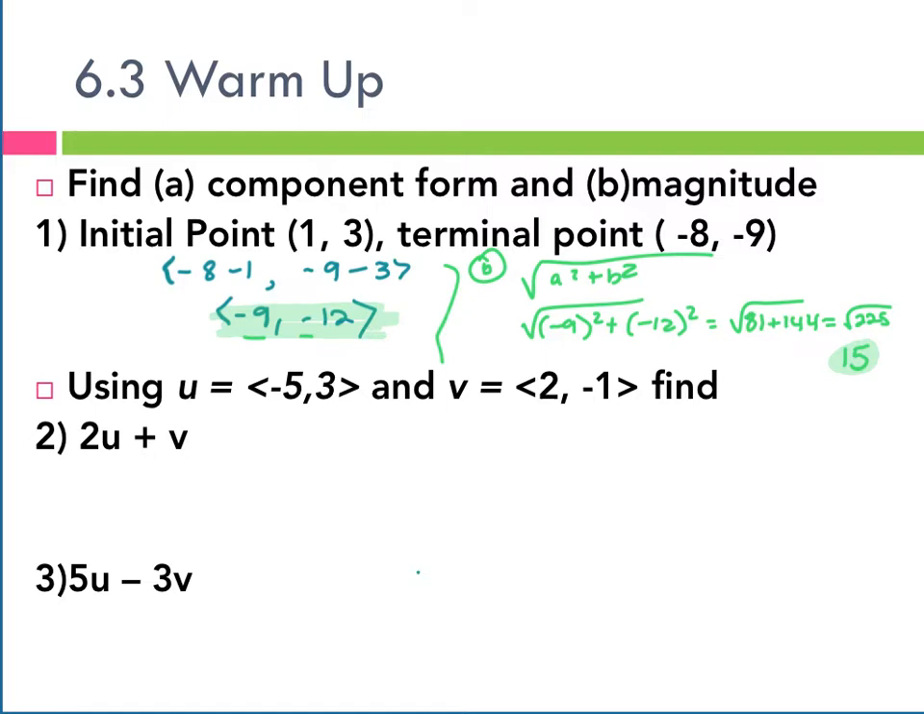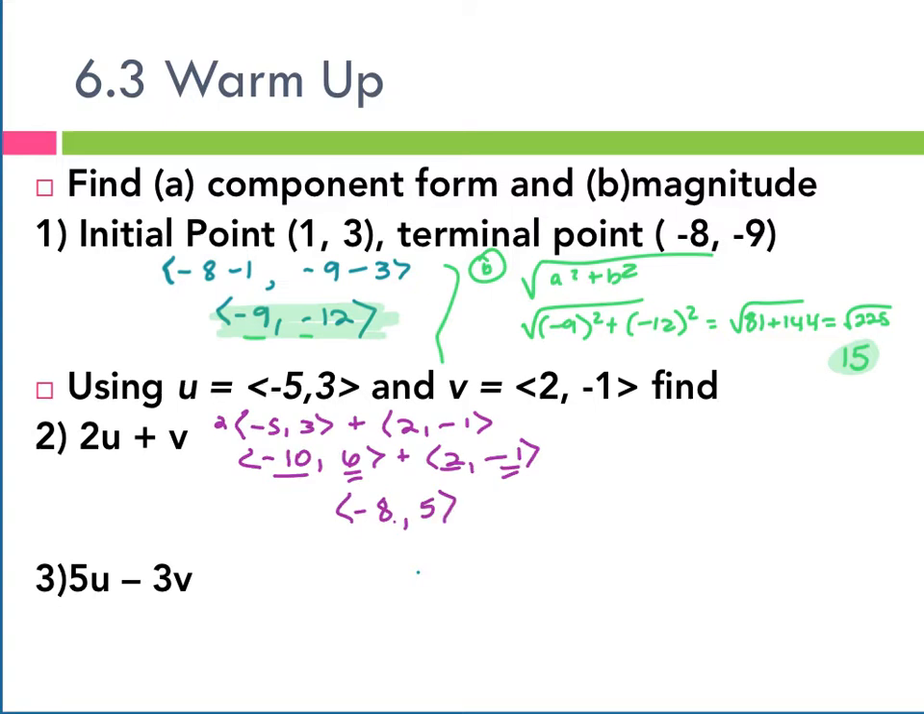Questions so far? So again, component form and magnitude, obviously things that you're going to see on your test. Okay, then it said using u is -5,3 and v is 2, -1. So you had different numbers on the video that I showed you. This says find 2u plus v. So I'm going to do 2 into the u plus v, -1. So this is -10, 6 plus 2, -1. And then again, add first and first, -8, add second and second, +5.